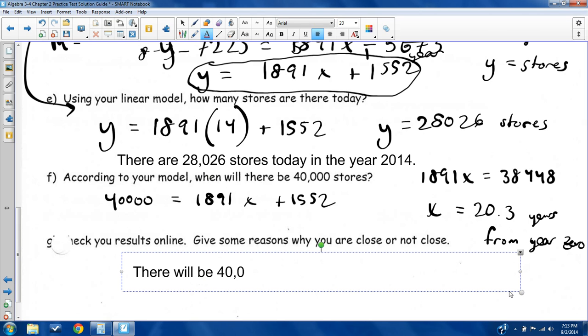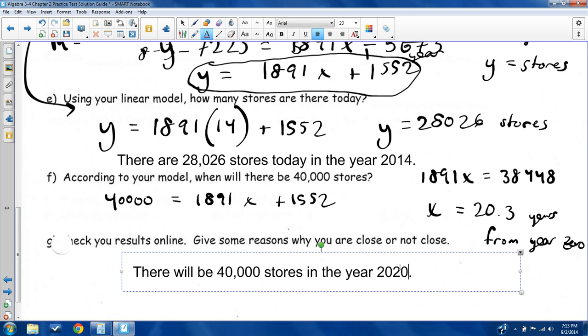Okay, there will be 40,000 stores in the year 2020. Is this a correct thing to say? Here's the thing you have to be careful of. It says, when will there be, and if we're using exact integers, there will be in the year 2020, but by January 1st, 2020, there will not be 40,000 stores, there will be less.